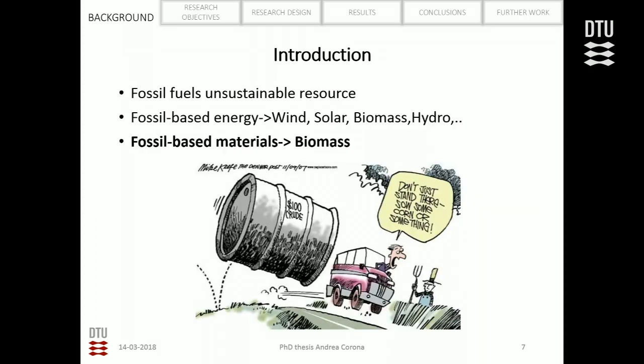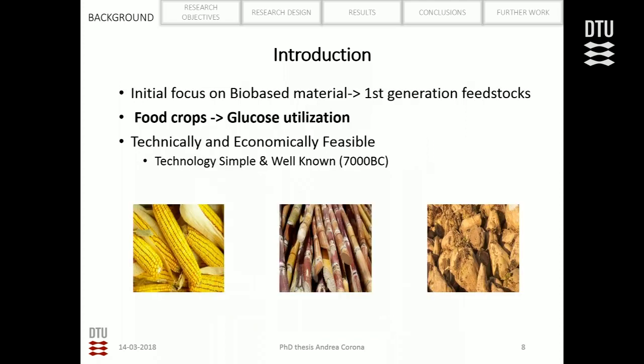So let's start. With our interest to reduce our dependency on fossil fuel, we soon realized that we need more renewable sources. While fossil-based energy can easily be substituted by different types of renewable energies, such as wind, solar, biomass, or hydro, fossil-based material production can only be substituted by biomass.